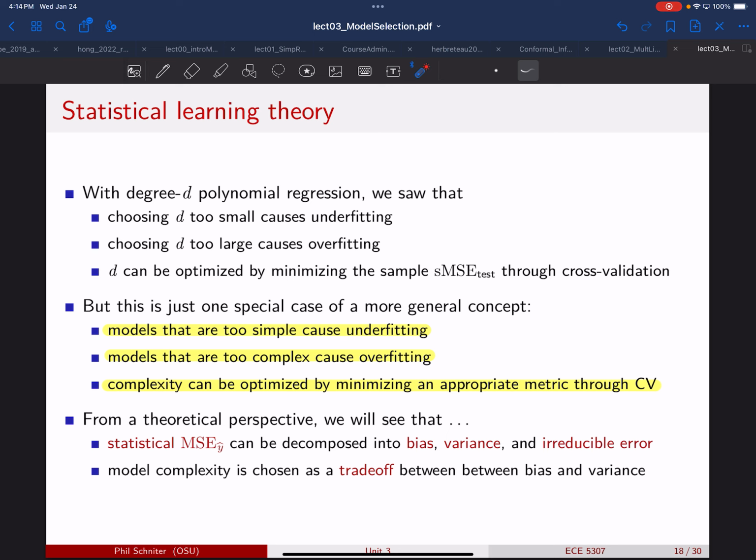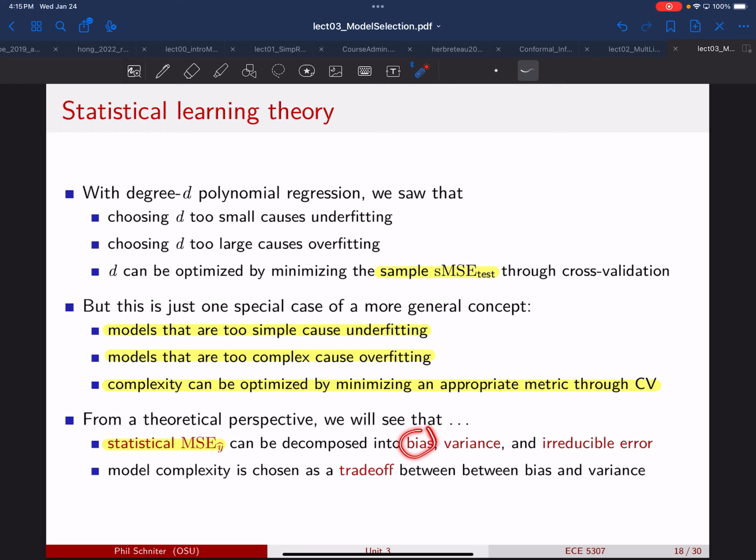Now, coming back to the special case of regression, where we're looking at mean squared error, what we're going to focus on now is replacing this sample mean squared error with a new quantity, which is the statistical mean squared error. In order to define that, we're going to start by talking about random variables and so on. And what we're going to see, hopefully by the end of the lecture today, is that we can derive an expression for this statistical MSE that decouples into three very intuitive terms: bias, variance, and irreducible error. This irreducible error is something we can't do anything about, so you just forget about it. It's there, but we can't really minimize it.